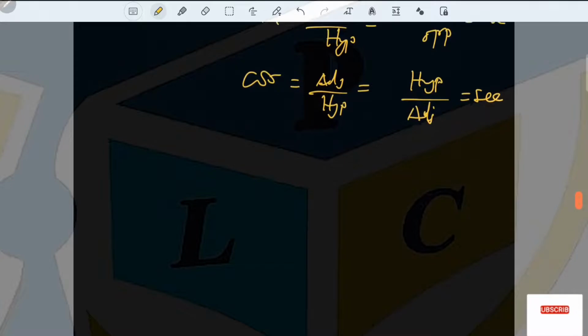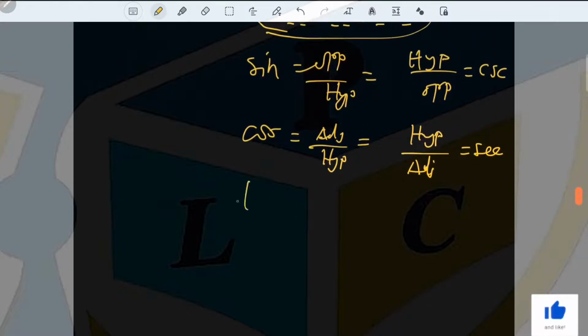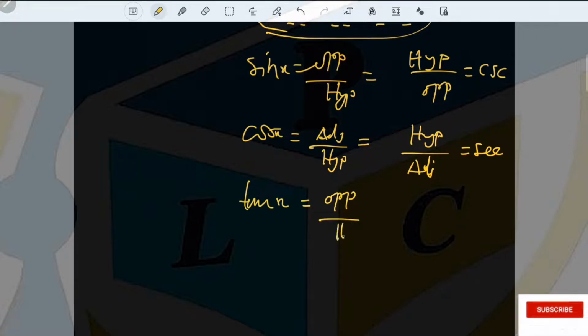And then when it comes to tangent, let's say tan x, sine x over cos x, and tan x is going to be opposite over your adjacent, and the inverse of tangent is cotangent, and that one is going to be adjacent over opposite, right? So that is only going to be cot in that case.